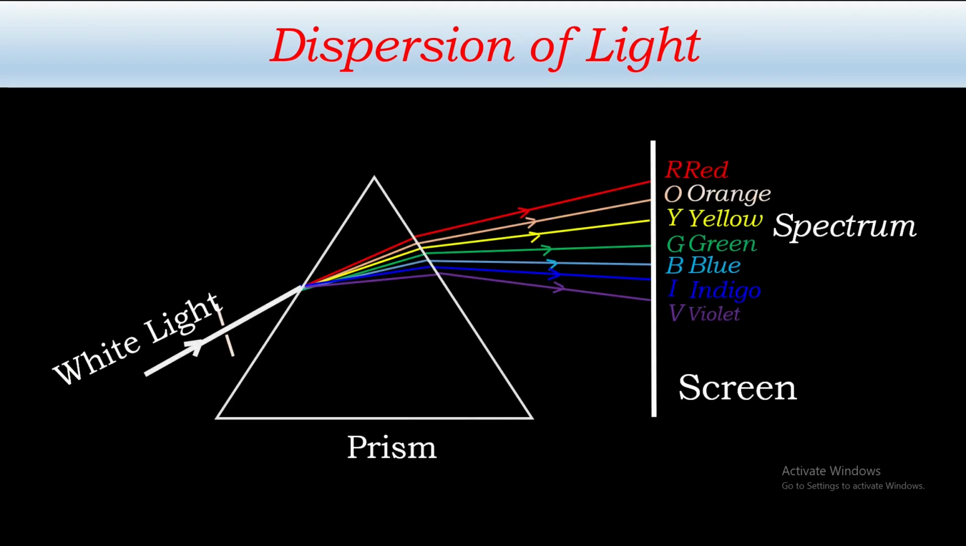This is the diagram we made just before. Now red is found to be deviated very little, but violet is found to be deviated a lot. The reason is very simple. These different colored lights have different wavelengths. Red has maximum wavelength, 8 x 10^-7 meter on average, but violet has very little wavelength in comparison with the others. It is 4 x 10^-7 meter.